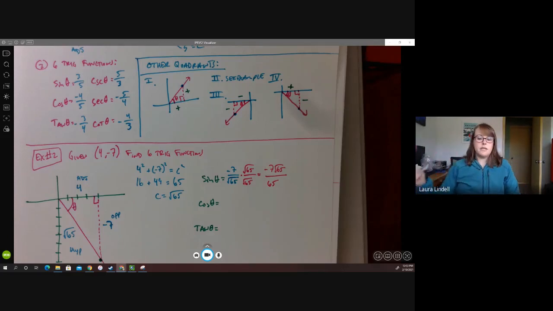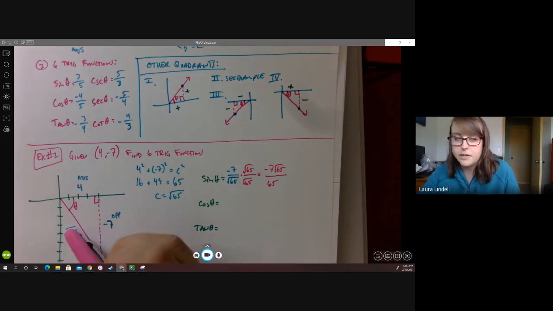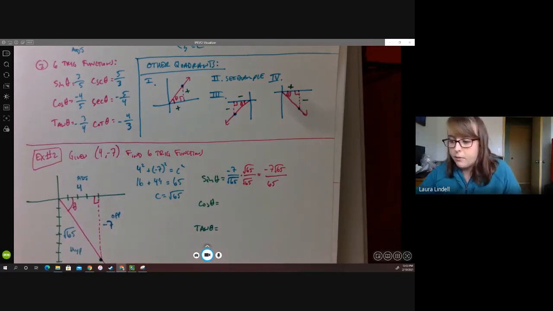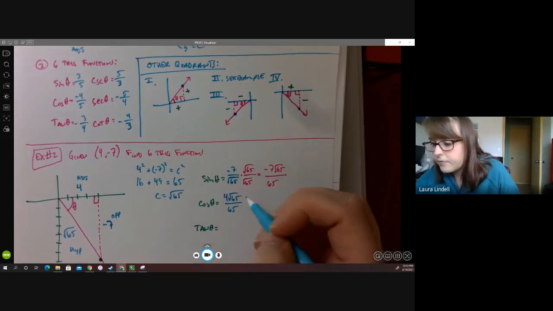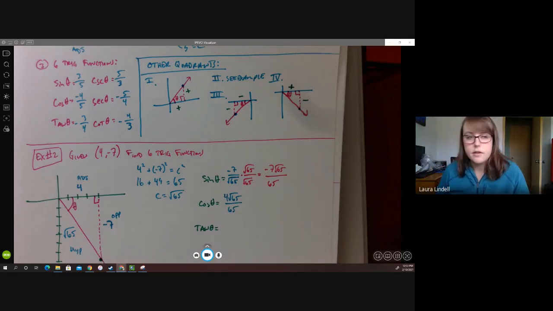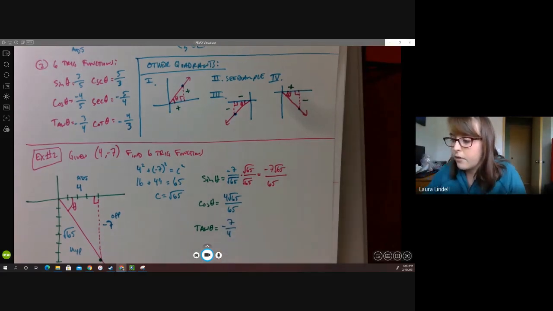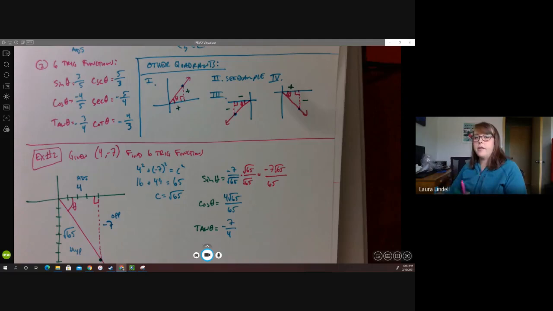Okay, and as this becomes easier and something we're more accustomed to doing, it's something that you can kind of do from the outset. We know that cosine is going to be 4 over root 65, so instead, I would just write it as 4 root 65 over 65. And then tangent, opposite over adjacent, so -7/4. And then secant, cosecant, and cotangent, we don't have that same problem with because the hypotenuse is on the top for those.